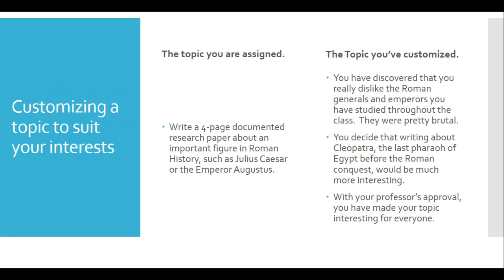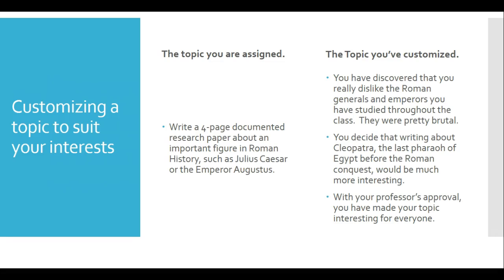Now, I have spent many times in my life, especially when I was a student, but also at work, customizing a topic to suit my interests. So at one point in my life, I was assigned a 4-page documented research paper about an important figure in Roman history, such as Julius Caesar or the Emperor Augustus. Now, I discovered that I really didn't like the Roman emperors and generals that much. They killed a lot of people. They were really mean people in many ways.